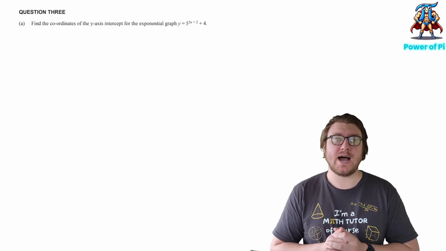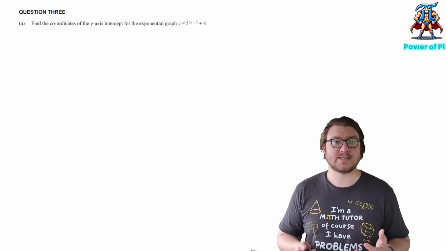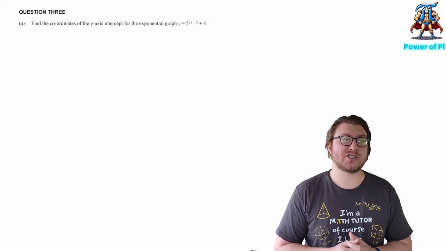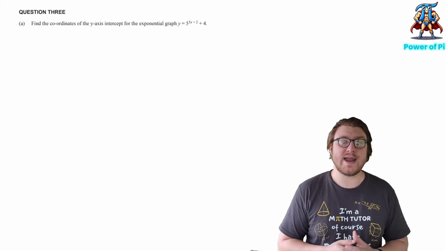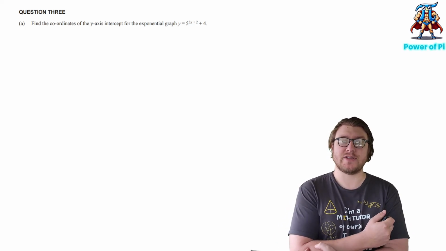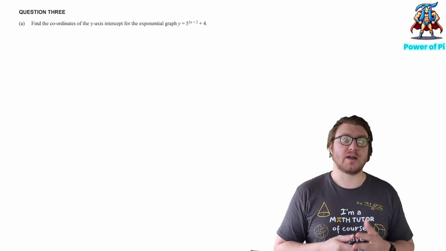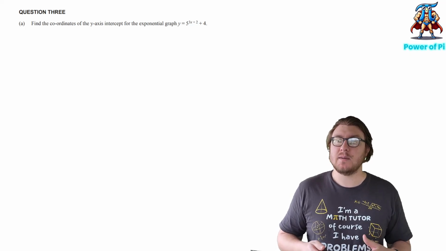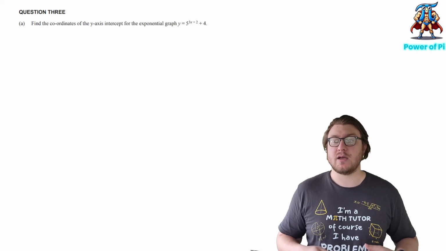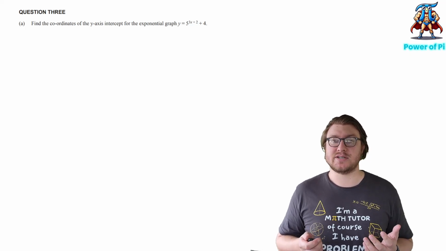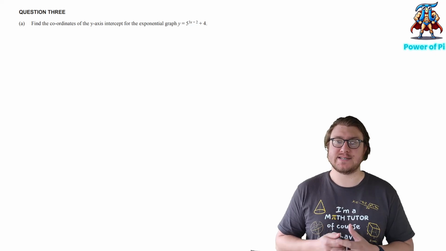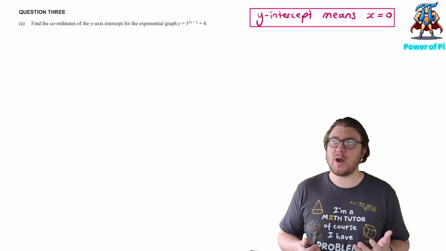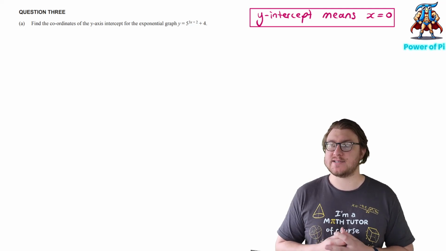So the third part of the assessment is all about your graphs. So the first question says, find the coordinate of the y-axis intercept for the exponential graph given here. Now this looks like a more complicated question, but we just need to know one thing. What is the definition for a y-axis intercept? Well, we need that x is 0. Every point on the y-axis has x is 0.